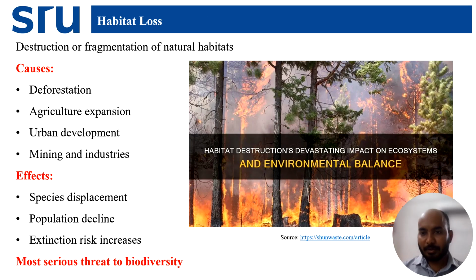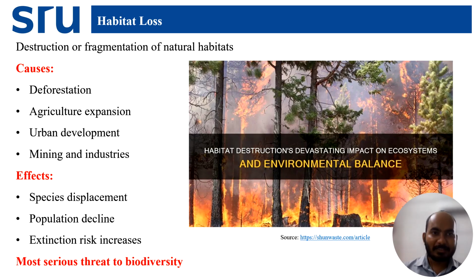So now we are going to the further slides. We can discuss habitat loss. So what is habitat loss? Habitat loss means destruction or fragmentation of natural habitats. This is considered the greatest threat to biodiversity, right? The major causes are deforestation, agricultural expansion, urban development, mining and industries. So these are the primary causes of habitat loss.